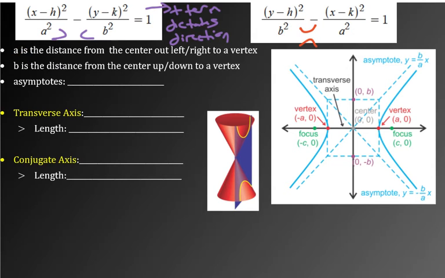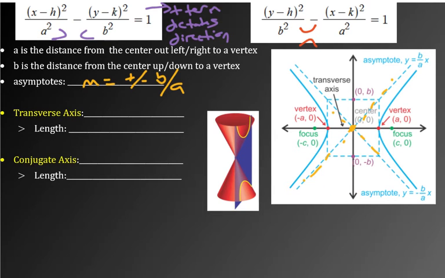And a and b are still the same thing they kind of were for ellipses. a is the distance from the center, left and right, out to the vertex point there. If it's one of these, you can plot those vertices using a. If it's an up-down hyperbola, then b is the distance from the center out to the vertex, okay? And the asymptotes always have a slope of plus or minus b over a, and they always go through the center, okay? So you basically will plot these lines before you actually do the graph.